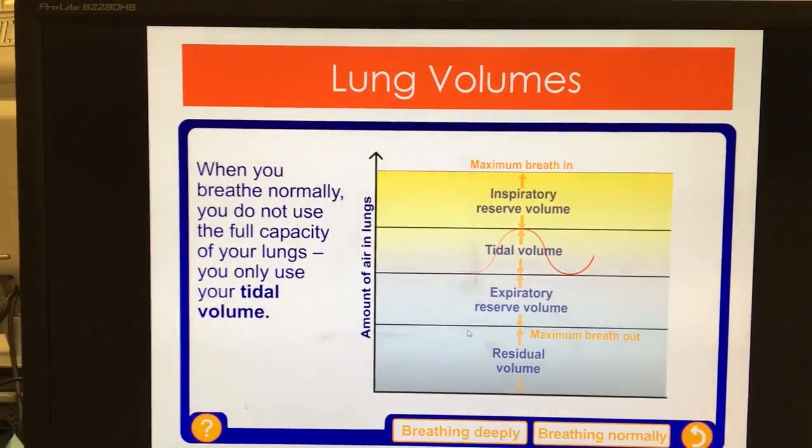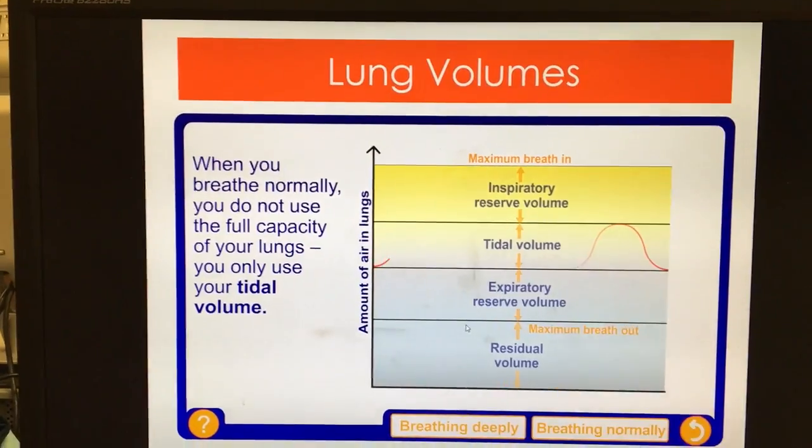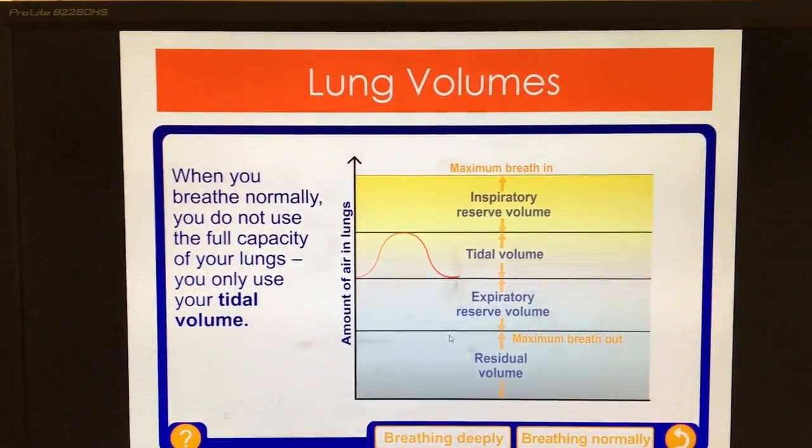So what you'll need to do is make sure you draw this diagram or this graph to indicate the lung volumes.